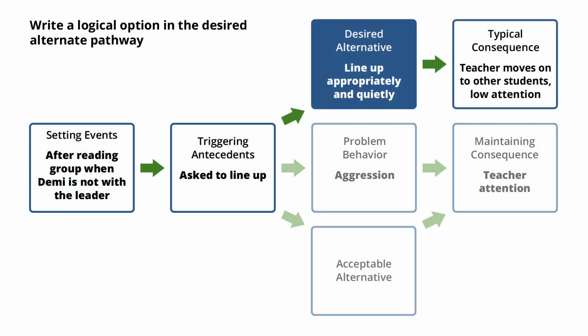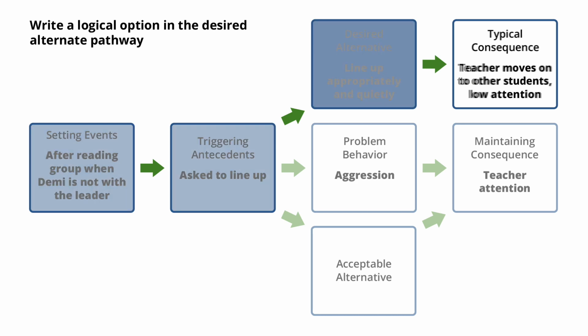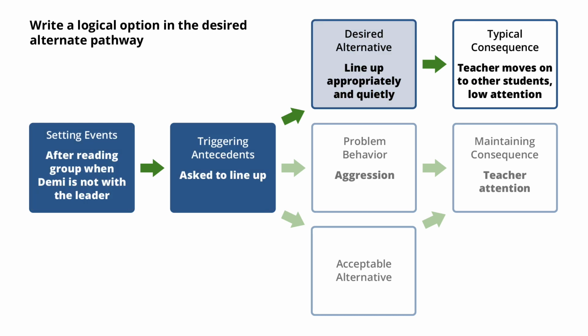The next step in making the competing behavior pathway is to write a logical option in the desired alternative pathway. The desired alternative is the ideal behavior, taking into consideration the specific setting event for the behavior, the antecedent, and the function of the behavior. Put simply, this is the behavior the teacher would like the student to engage in. The consequence for the desired alternative behavior is an action that is both typical and natural for the situation.